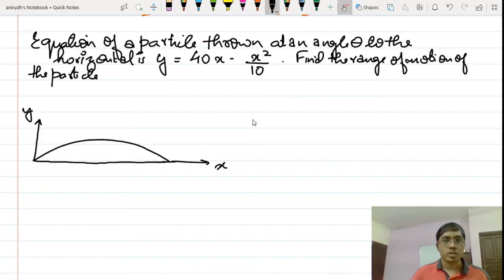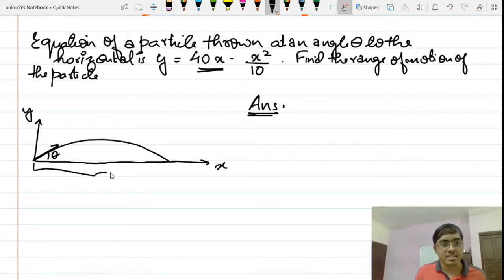Another question that you can get over here says that the equation of a particle thrown at an angle theta to the horizontal is y is equal to 40x minus x square divided by 10. Find the range of the motion of the particle. See, what is range? This much distance is the range, isn't it?